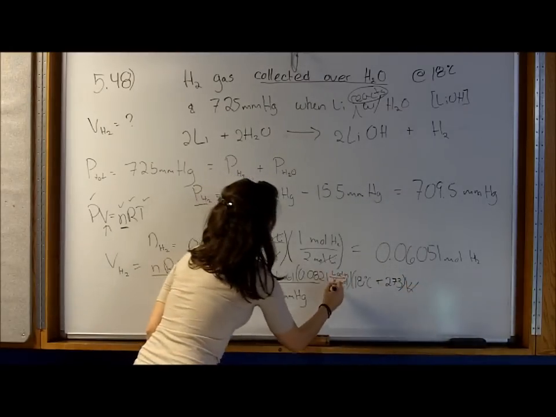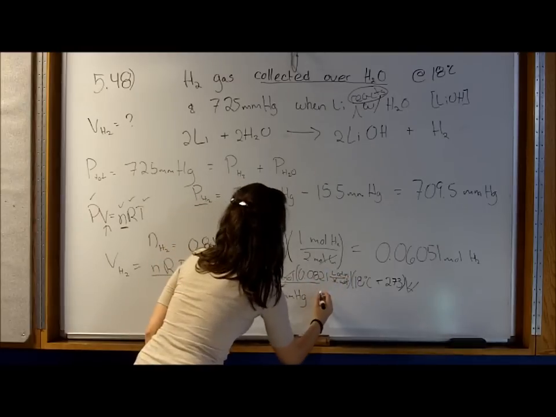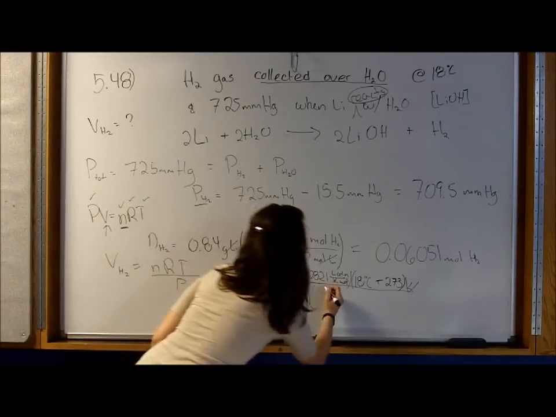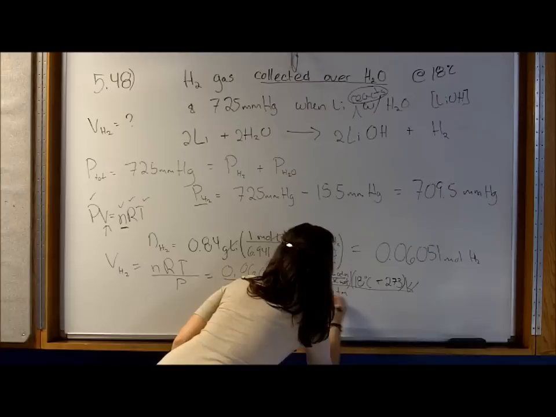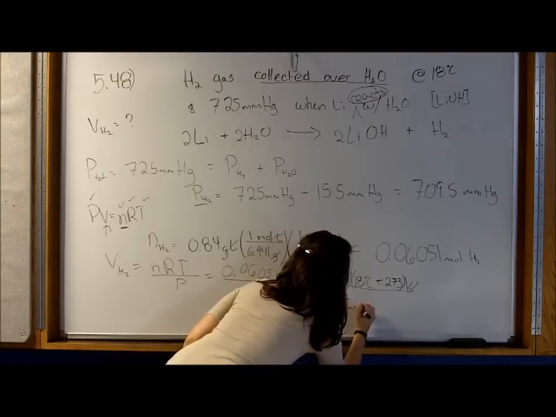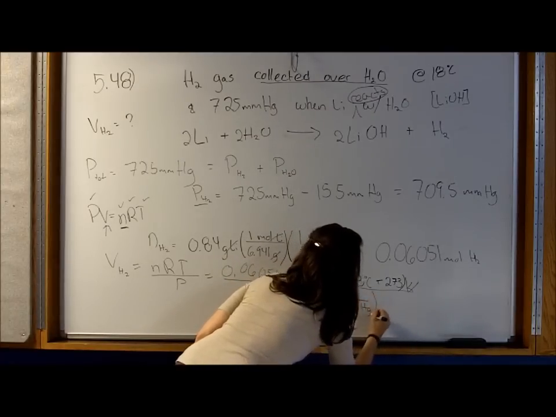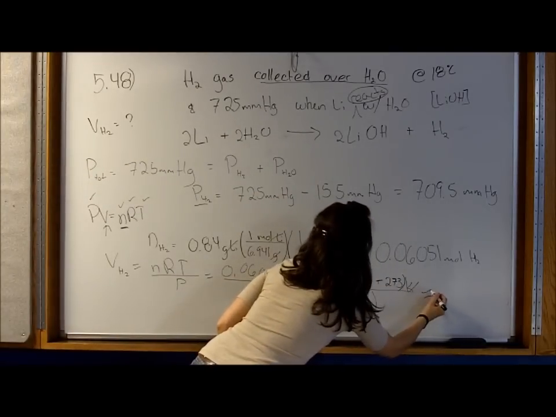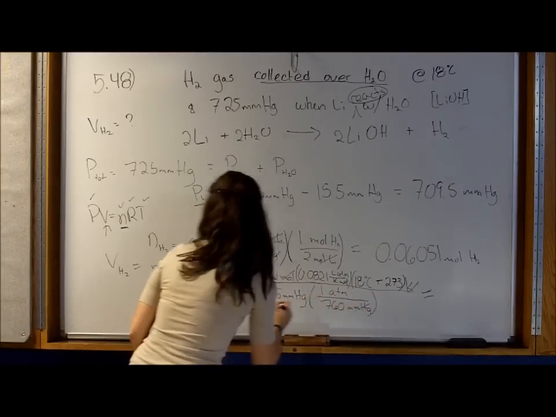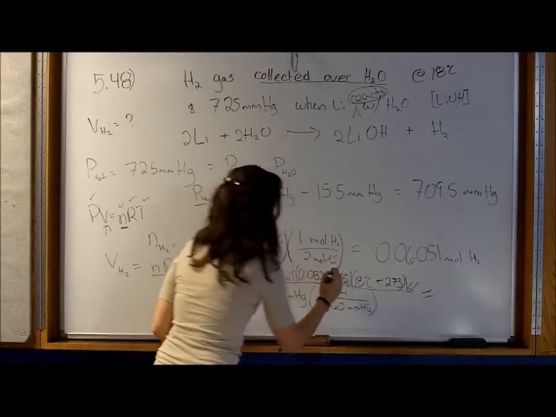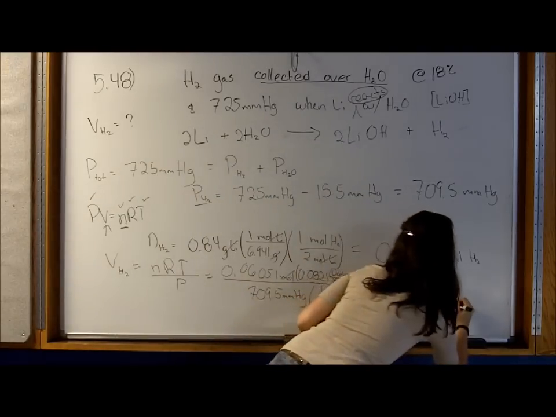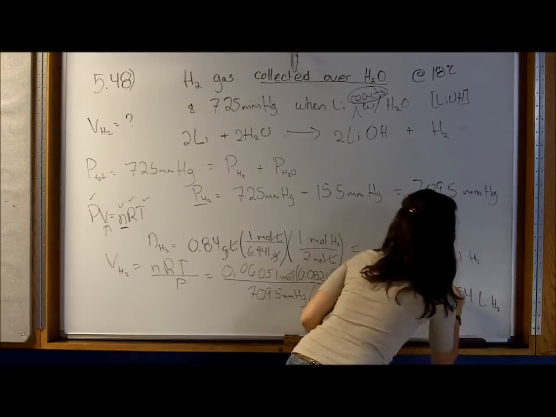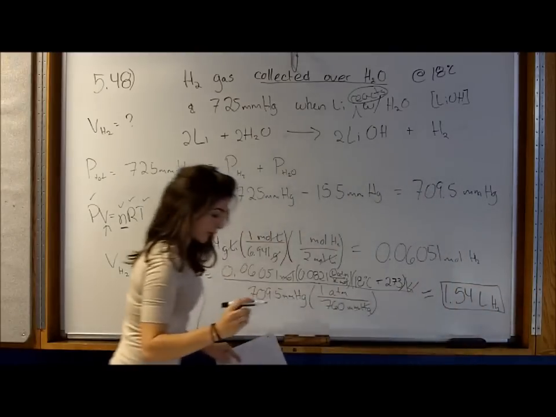So we're going to see that all of our units cancel. But we have here, this right here, is in millimeters of mercury. So to convert that, we have 1 atmosphere per 760 millimeters of mercury. That's a good conversion to remember as a chemistry student. And then all of this is going to cancel out until we get liters. And this is going to be 1.54 liters of H2 by itself, without water involved.